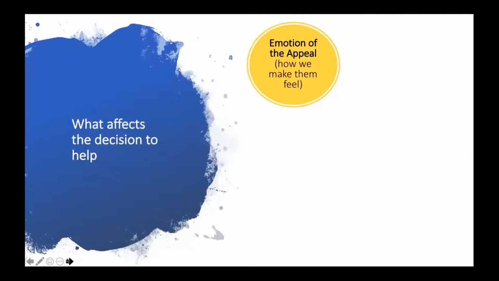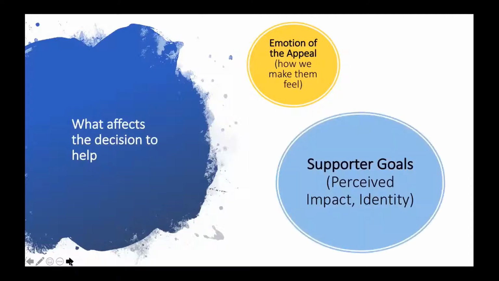But the emotion of the appeal plays a much smaller role in the initial decision to donate, not the amount, just the decision to help or not, compared to the supporter's goals. That has a much bigger influence on the initial decision to help or not. So the supporter goals could be twofold. One has to do with the perceived impact that I feel I can have, and we talked about perceived impact a lot in this symposium, and my talk is going to focus on the second part, supporter identity.